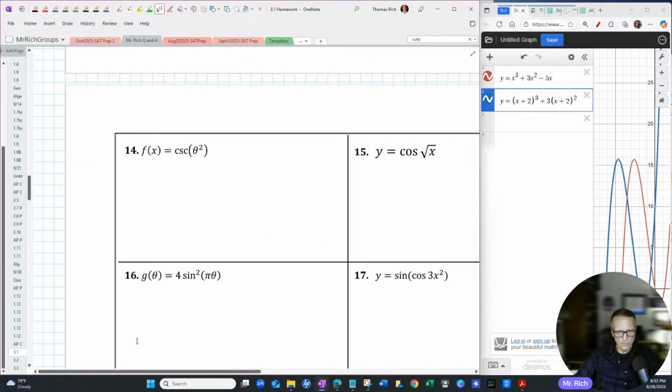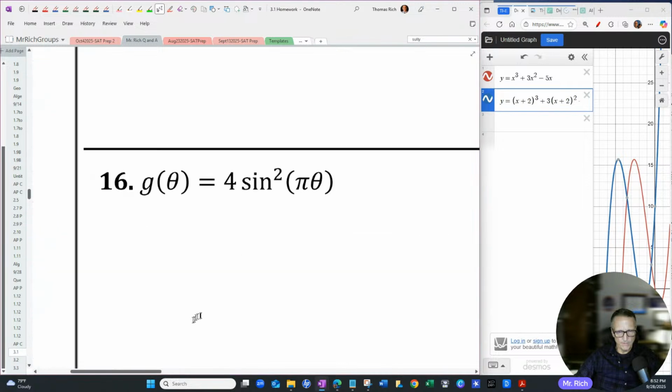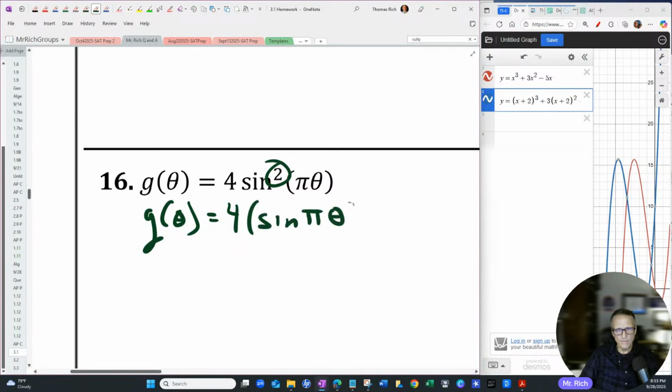I want to show you this problem here. If you are going to take the derivative of a sine squared, you have to know what sine squared really represents. I am going to rewrite this, not doing any calculus or algebra here at all. I'm just rewriting this as to what this really means. Sine squared of pi theta is sine of pi theta all to the second power. That's what sine squared means.